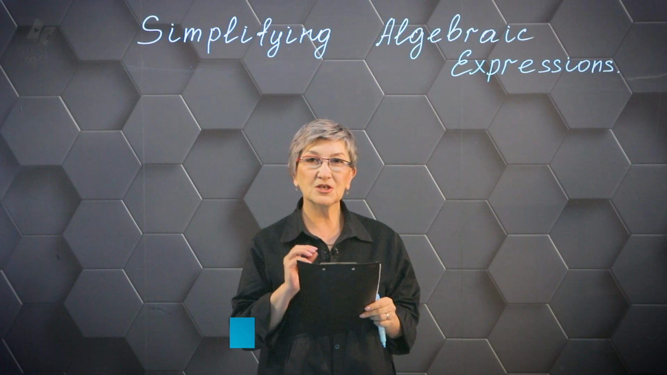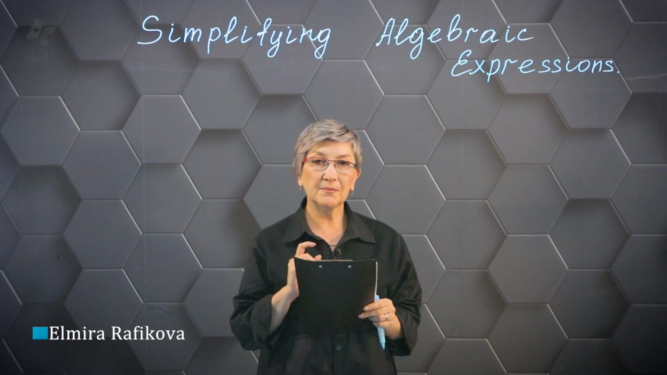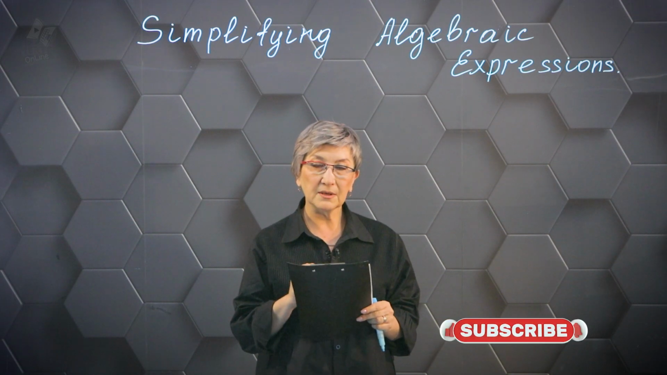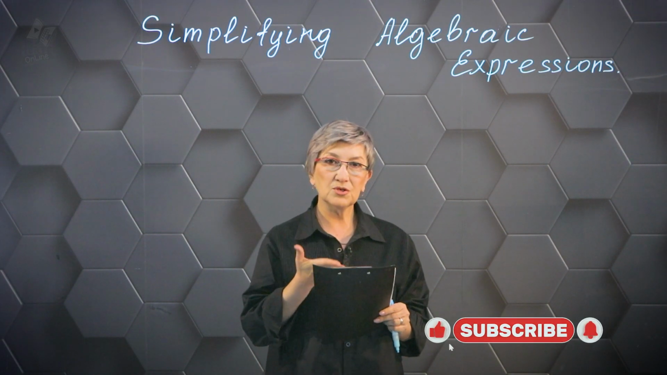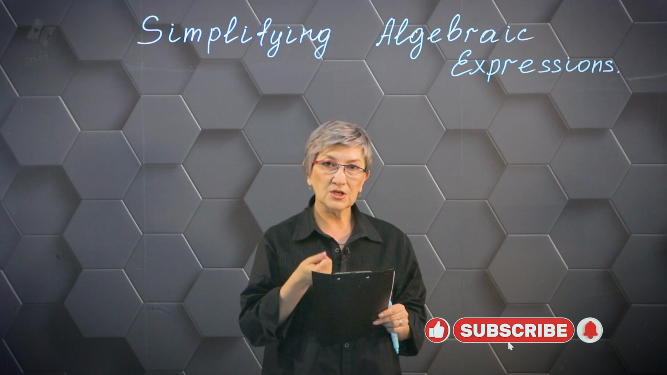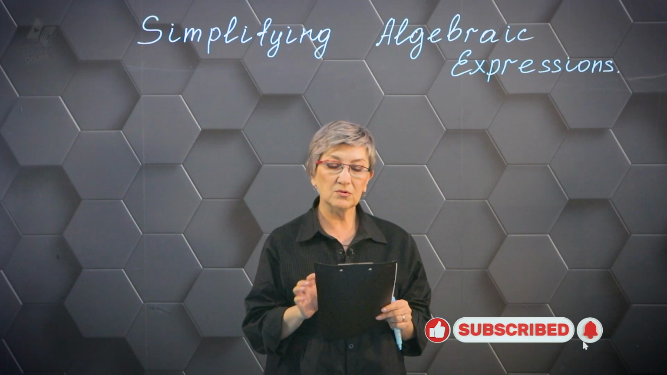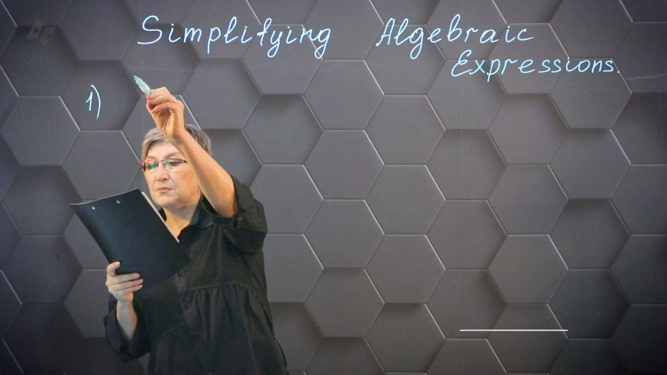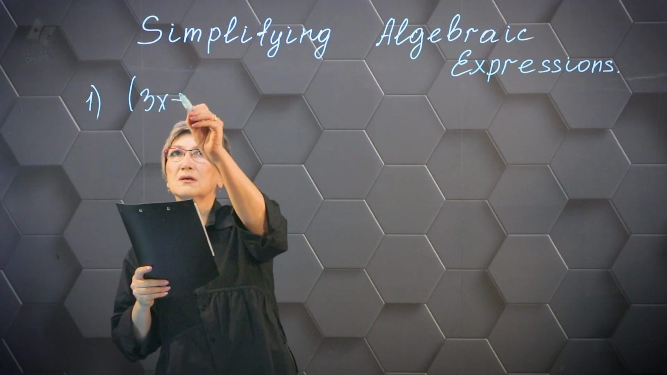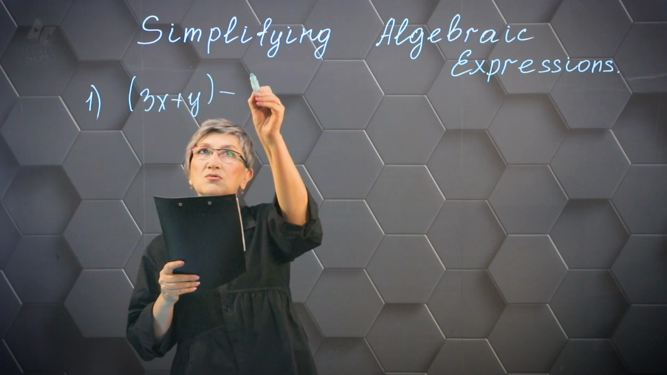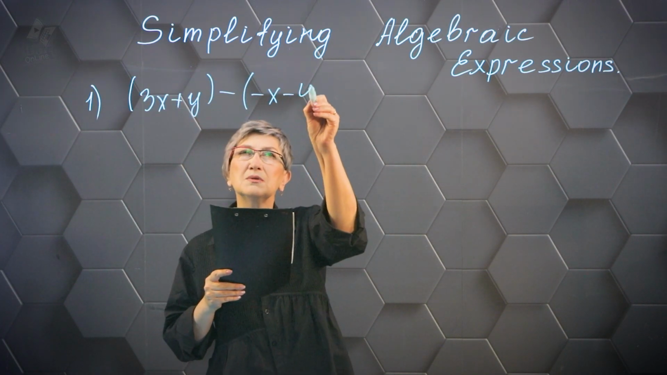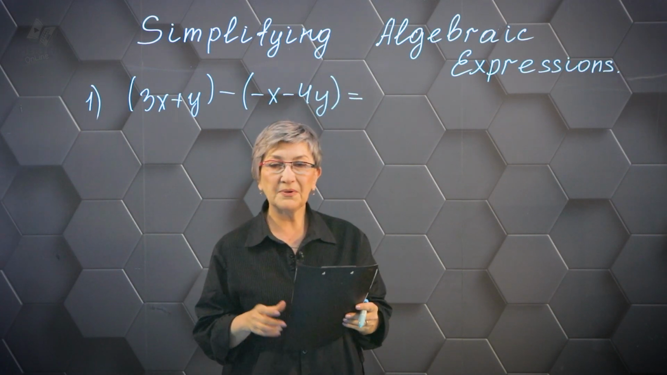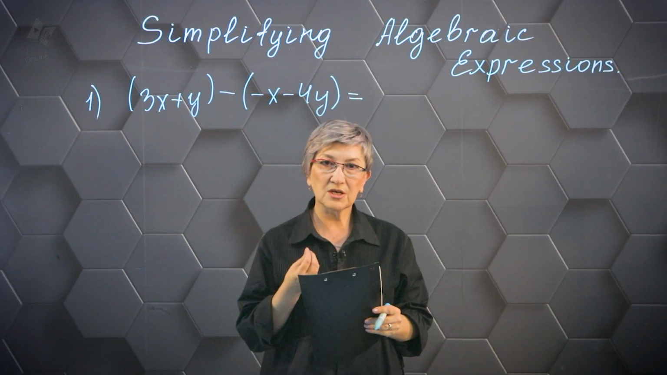Hello! Today in the lesson we will solve an example in which we will transform an algebraic expression and add similar summands. As a result, we will get another expression that will not contain similar summands. Let's write down this example. In the first parenthesis, 3x plus y, and in the second parenthesis, minus x minus 4y. We need to convert this expression.